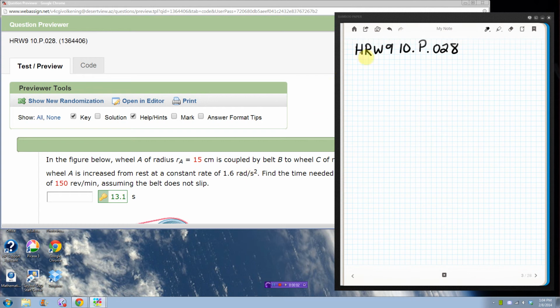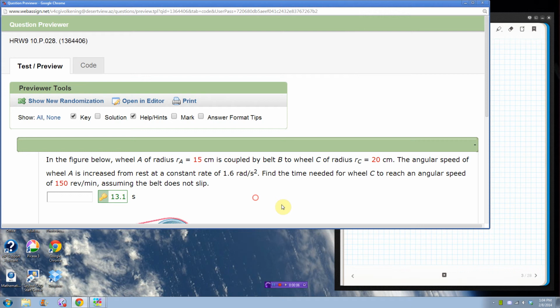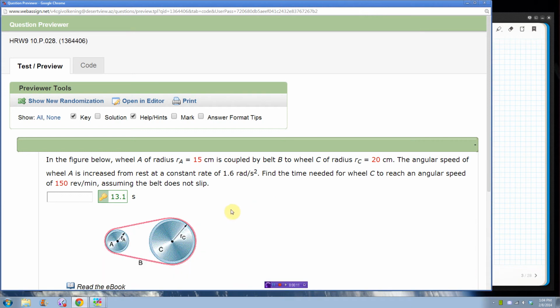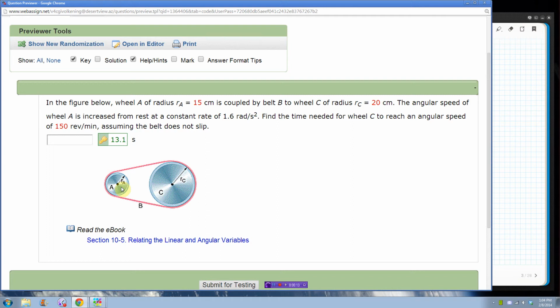All right, let's talk about HRW910P028. We've got, let me expand this here. Okay, we've got a wheel A of radius, and they give us the radius, coupled by a belt B to a wheel C of radius, and they give us that radius.